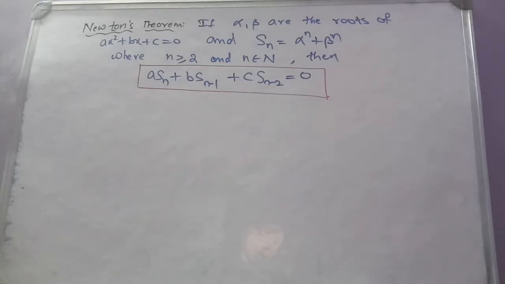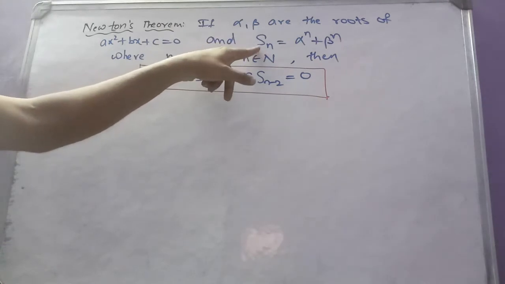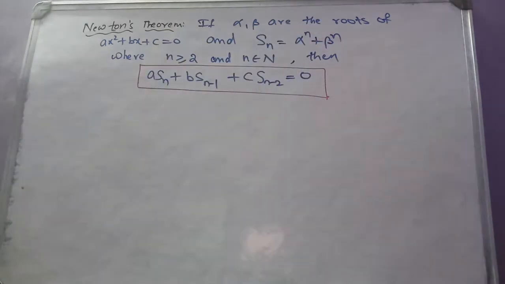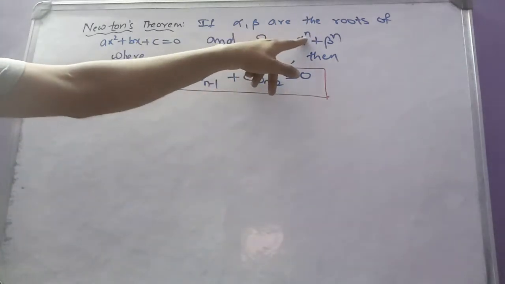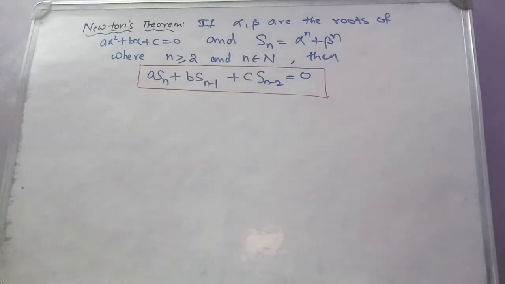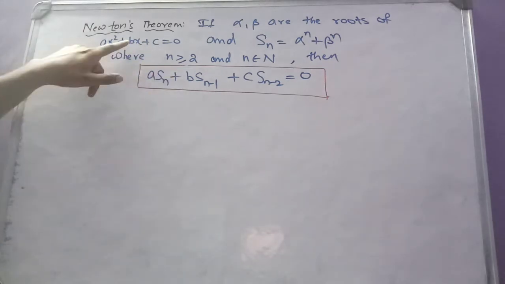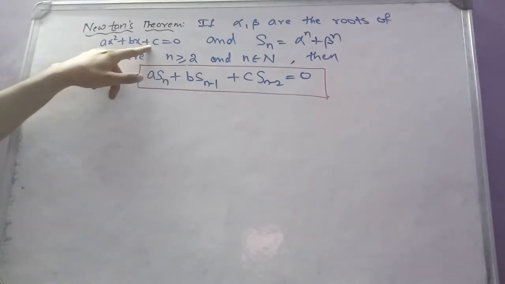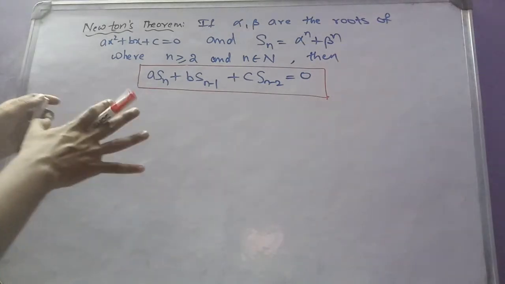Here is what Newton's theorem says. If alpha comma beta are the roots of this quadratic equation ax square plus bx plus c equal to 0, and Sn means alpha power n plus beta power n, where n can be greater than or equal to 2 and n belongs to the natural numbers, then a into Sn plus b into Sn minus 1 plus c into Sn minus 2 is equal to 0. So this is what Newton's theorem says.